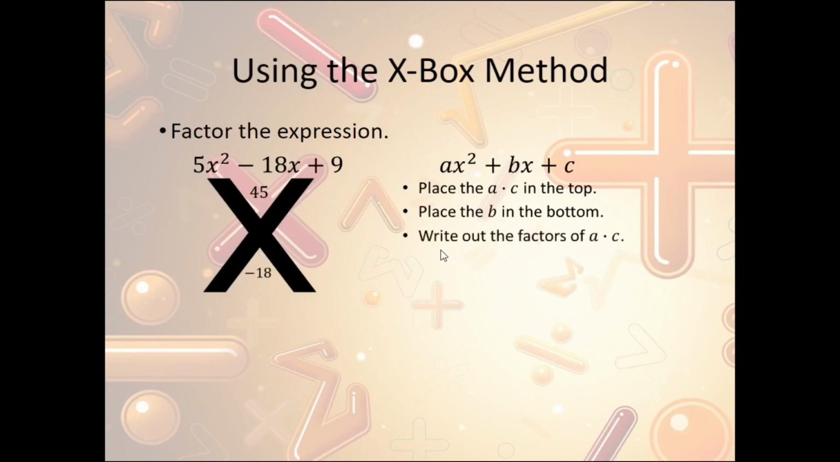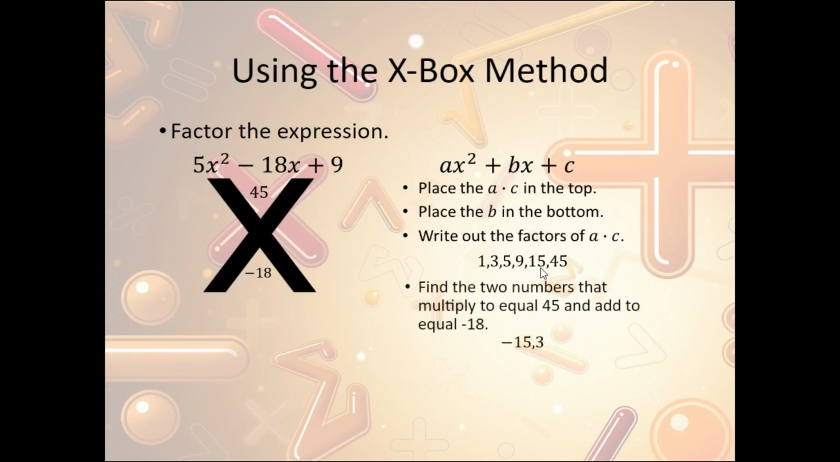And then we're going to write out the factors of a times c. So what are the factors of 45? Well, we can see that the factors are 1, 3, 5, 9, 15, and 45. So now which one of those is going to add up to be negative 18? Well, this is positive, so we know that the signs have to match. So we need two of them that are going to add up to be 18, which we can see would be 3 and 15. So that would be negative 3 and negative 15, because that will give us negative 18 total. So we have negative 15, and this should be negative 3.